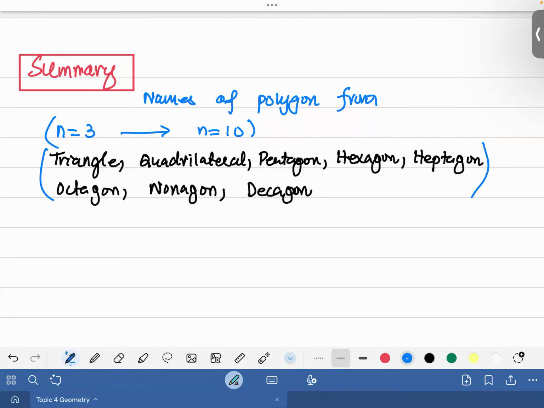Formula number 1 we studied today was the total interior angle. To find the total interior angle of any polygon, the formula is (n minus 2) times 180. n is the number of sides. In place of n, you can put the value for any figure. For example, for a hexagon you write 6, for a heptagon you will be writing 7.